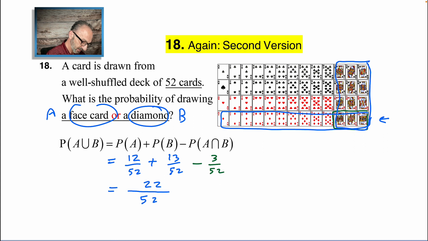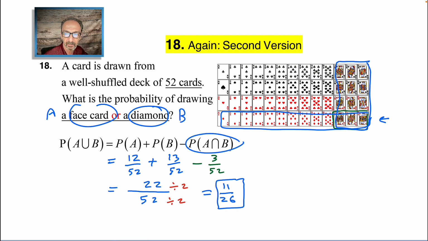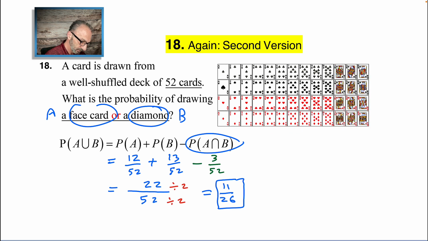Simplifying, we could simplify this by dividing by 2, and the answer is 11 out of 26. That's the answer. So in case you do have an intersection, you need to be careful and apply this. The last problem, number 18, also did not have any intersection. Now we're done with the problem, but I want to add something as a note.